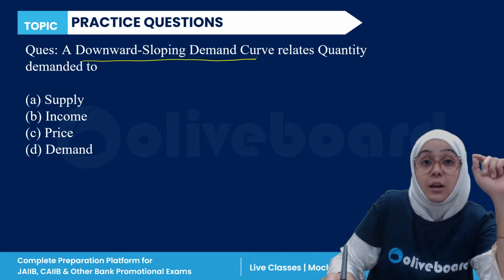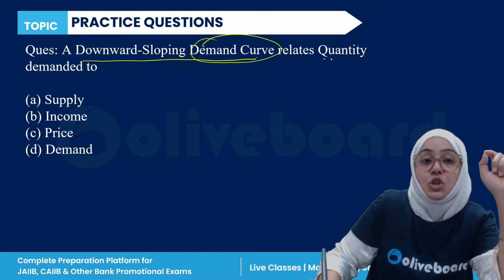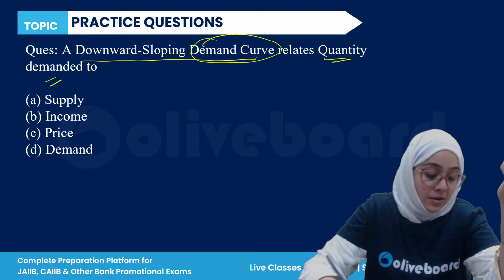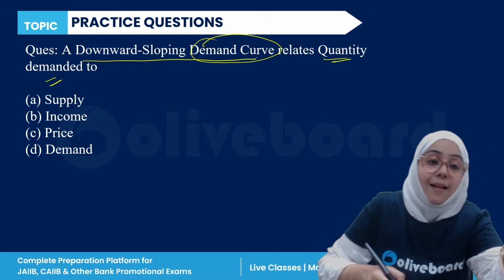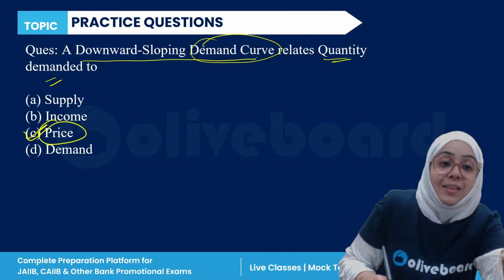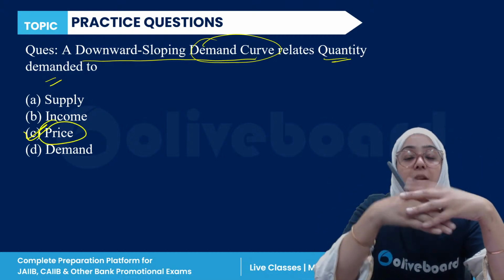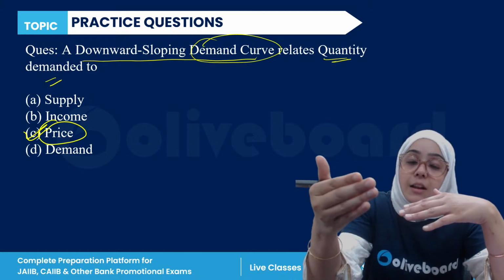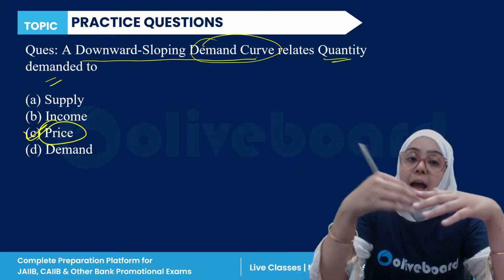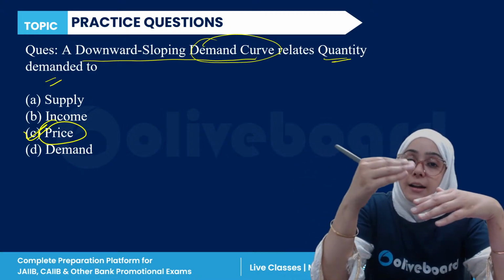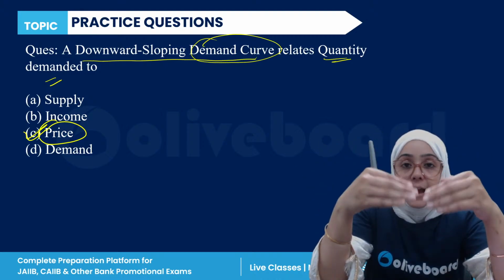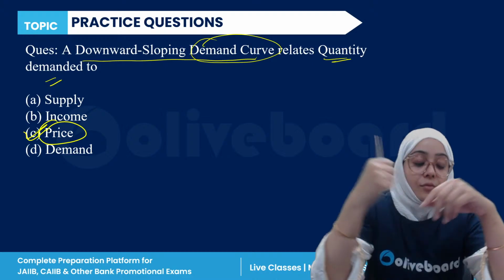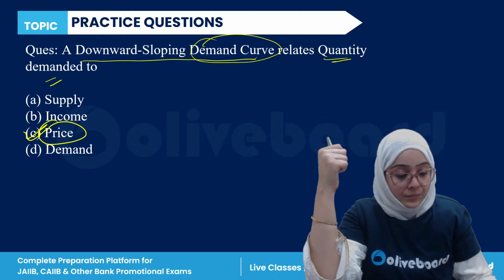Downward sloping demand curve. Demand curve means the relationship between quantity demanded and price. What is the relationship? Inverse relationship. And it is represented by a downward sloping demand curve. Clear, everyone?